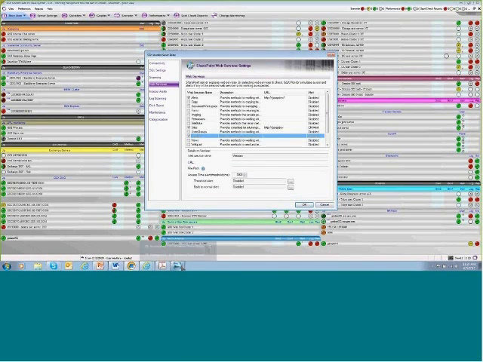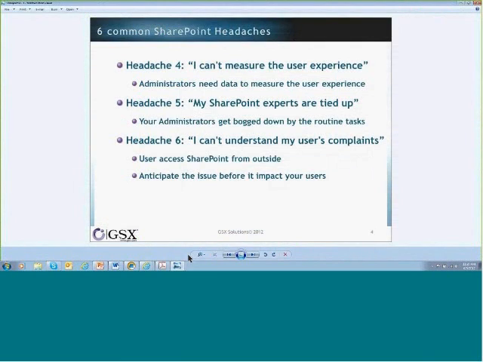Okay, let's go back and look at the next set. I can't measure the user experience. SharePoint is an intensely user-oriented application. There are always users on the end of an application, but the more varied and perhaps chaotic the kind of interactions that the users might have with this data set are, the less consistent our results are going to be.